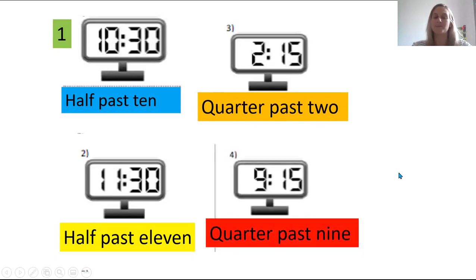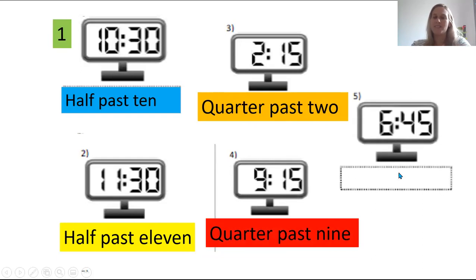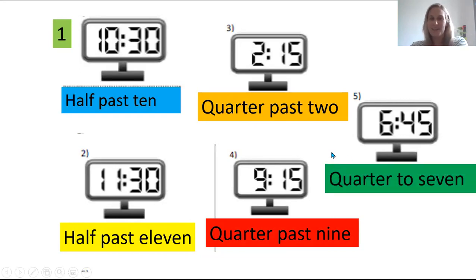9:15. And this one, 6:45. Now this is a little bit different. We still use the word quarter, but remember, once the minute hand, if you imagine an analog clock, goes past the 6, we no longer use the word past, we use the word to. And when we say to, we are speaking about to the next hour. Did anyone get that right? This is quarter to 7.